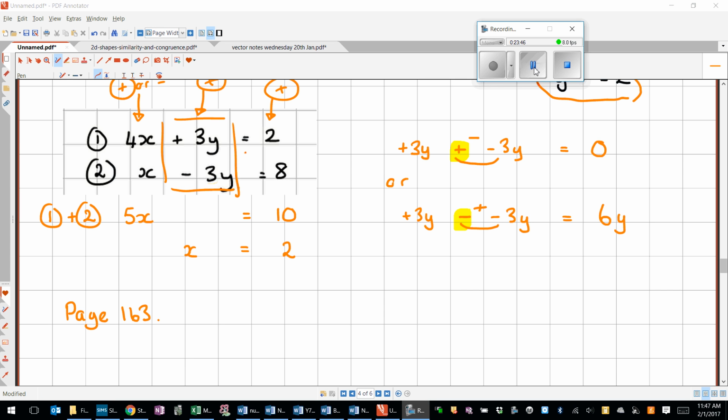So, looking at these questions then, which examples have you found where you would eliminate x first? No? 1e. What do you reckon? Everyone? You all agree? And the reason is because the x is the same. The coefficient for x is close to 7. Okay. Is that it? 1b. Sorry? 1b? Yeah, same idea. Okay.